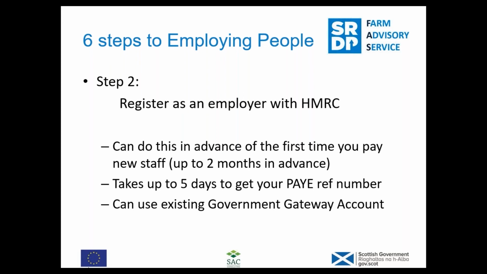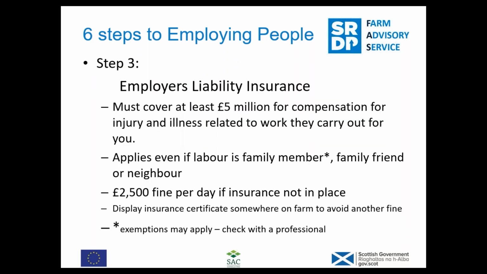So step 3 then is employer's liability insurance. This must be put in place as soon as you become an employer, and it must cover at least £5 million for compensation for injury and illness related to the work they carry out for you. This applies even if it's a family friend or a neighbour that is your labour. Any form of labour, you require employer's liability insurance, employed labour.